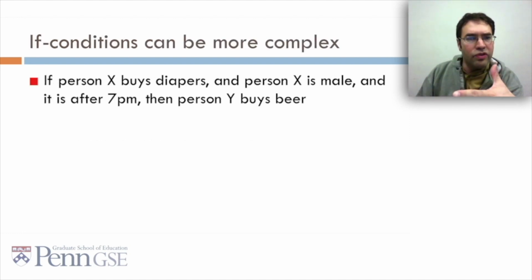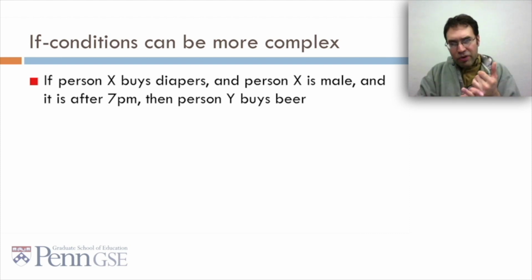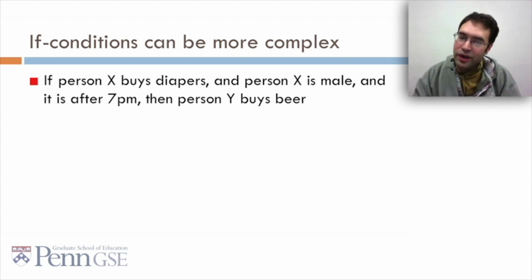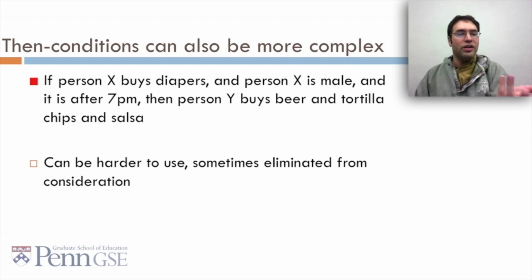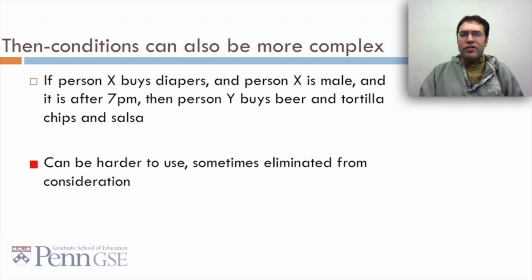Now, when we make real association rules, the if conditions can be more complex. For example, you could say, if person X buys diapers, and person X is male, and it's after 7 p.m., then person Y buys beer. Or it might be that the then conditions can be more complex. If person X buys diapers, and person X is male, and it's after 7 p.m., then person Y buys beer and tortilla chips and salsa. Complex then conditions can be harder to use in practice, so they're often eliminated from consideration.